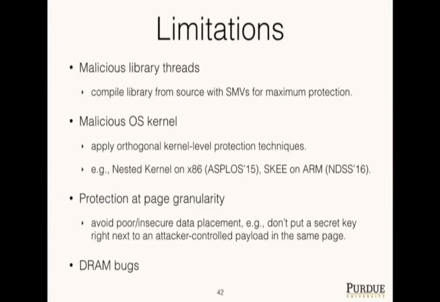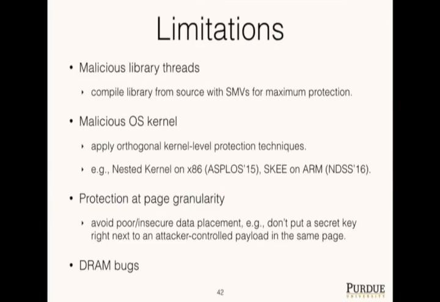There are several orthogonal works that could be used to further isolate the OS kernel. For example, nested kernel for x86 architecture or SCI on ARM for mobile devices. Also, currently, SMVs do not protect against attacker text targeting data on the same page. This problem could be handled by avoiding poor data placement. For example, don't put program secrets right next to an attacker-controlled payload in the same page.